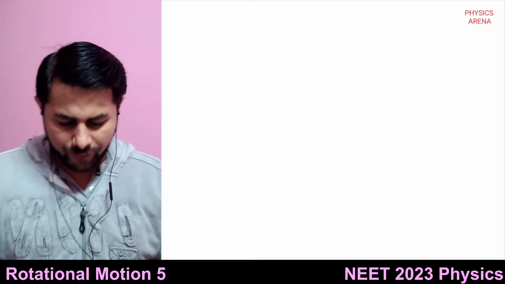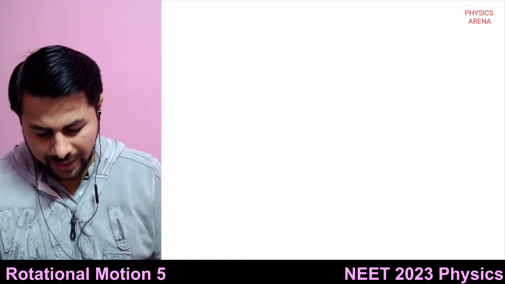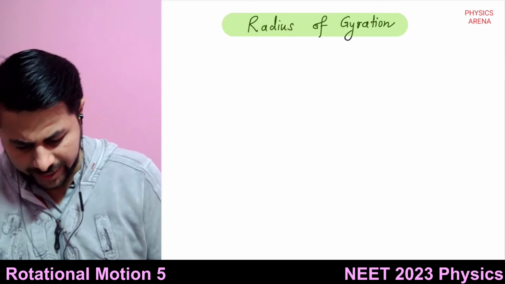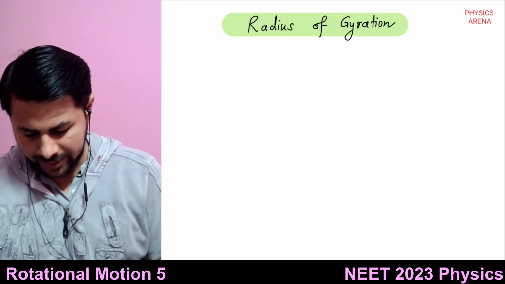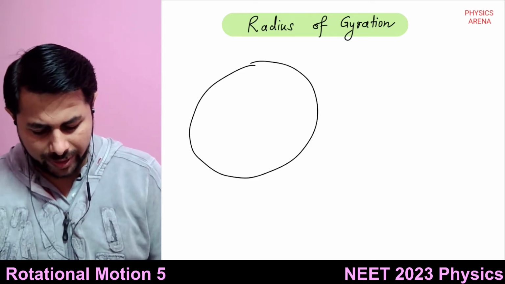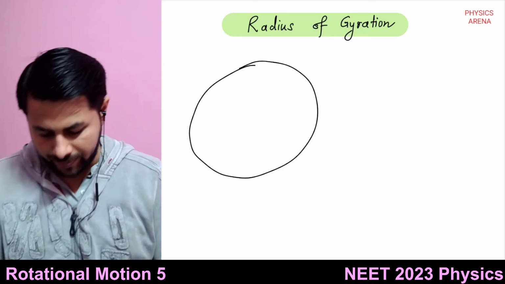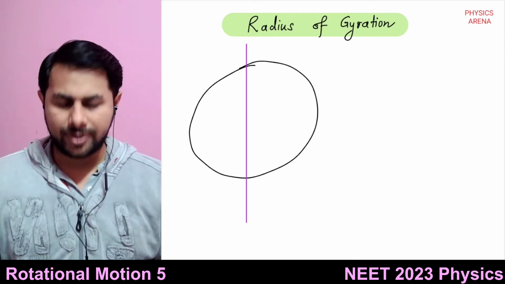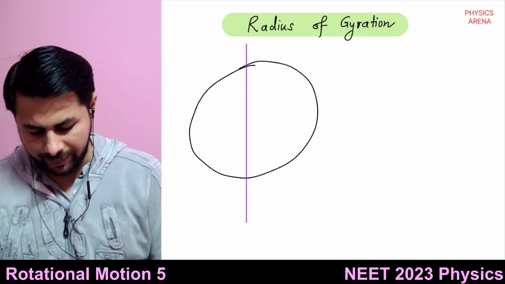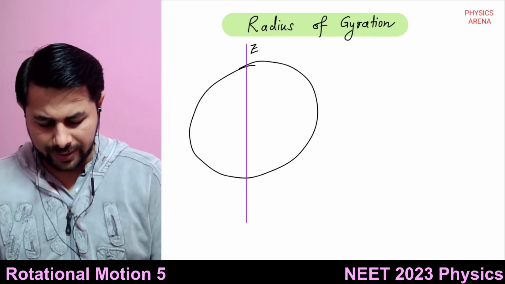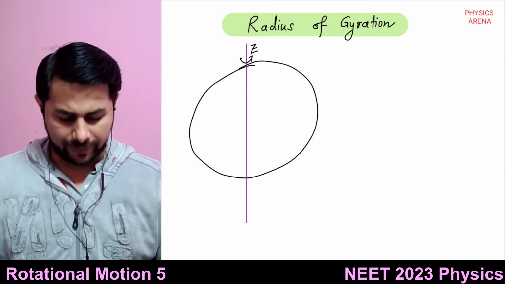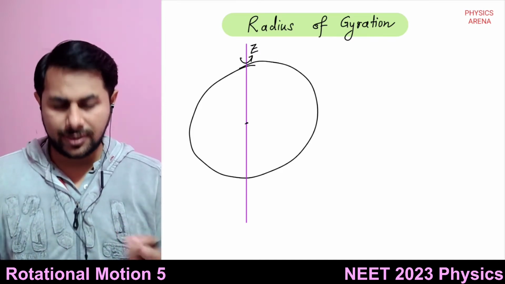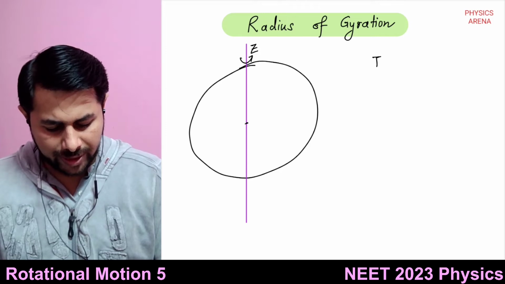And let's talk about one more thing. It is known as radius of gyration. So what is this thing? For an example, we have any body, this body of any shape, and we know moment of inertia of this body about some axis. Let's call this z axis, some axis. We know moment of inertia of this body when it rotates about this axis. Let's suppose moment of inertia is I.